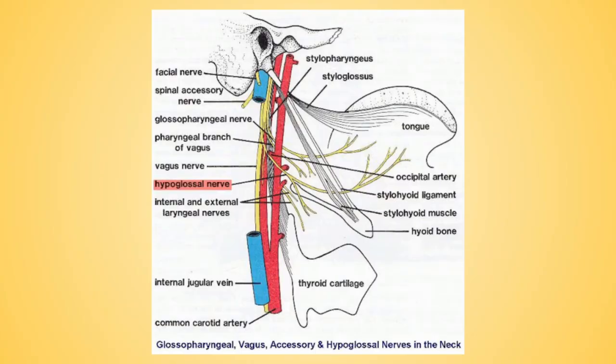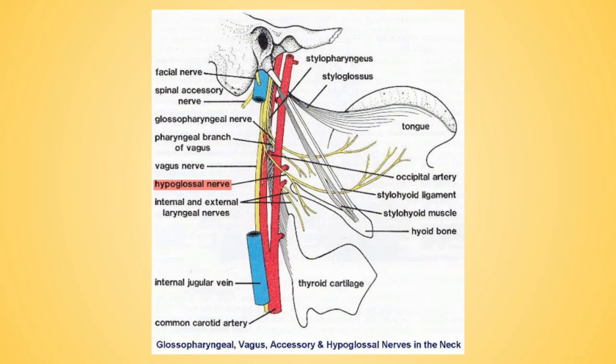Now a very important part, that is the hypoglossal nerve or the 12th cranial nerve. The hypoglossal nerve is the nerve of the muscles of the tongue. It leaves the cranial cavity through the anterior condylar or the hypoglossal canal. Now it courses between the internal jugular vein and the internal carotid artery, in front of the vagus nerve.